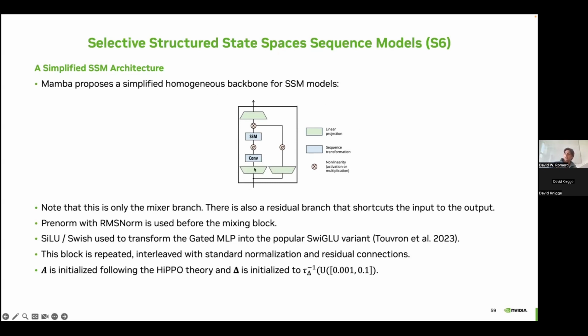Honestly, I still don't understand why they need to do this convolution. So they have this convolution here at the beginning, which is a very short one, 3 or 4. Sorry, only 4. And then they deploy Mamba, and then you just use some sort of gating with the input. Right? It's important to know that this is only the mixing operation. That means that there is still a residual branch going here like this.